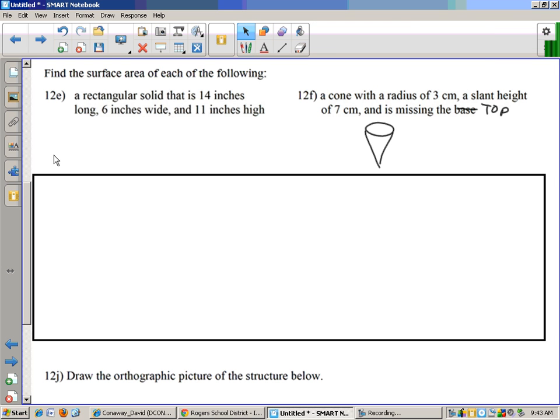I guess what they're really asking us to do is only find the lateral area of this cone. Only find the lateral area of this cone. Now, this might be difficult for some of us because trying to figure out what the area of the lateral area is without using a formula could be difficult. But do we have a formula for the surface area of a cone? What's the formula for surface area of a cone? Look in your book.